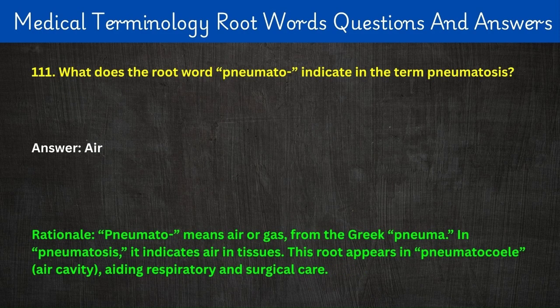111. What does the root word pneumato- indicate in the term pneumatosis? Answer: air. Rationale: Pneumato- means air or gas, from the Greek pneuma. In pneumatosis, it indicates air in tissues. This root appears in pneumaticoel, air cavity, aiding respiratory and surgical care.